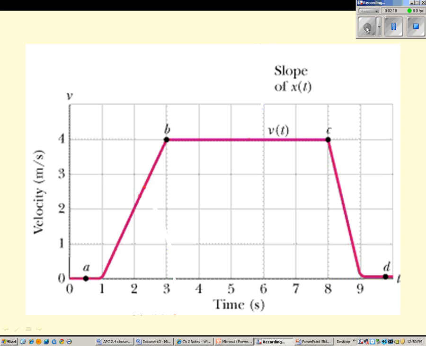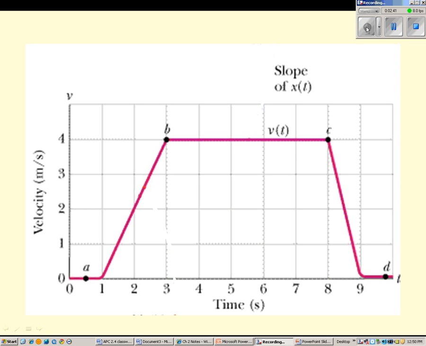And you'll notice over here at point A, the slope is 0, and way over here at point D, the slope is 0, or the velocity is 0. So at points A and D, the velocity is 0. And you'll notice that between B and C, the velocity stayed constant, and that's because between B and C in the distance versus time graph, you had a straight line.